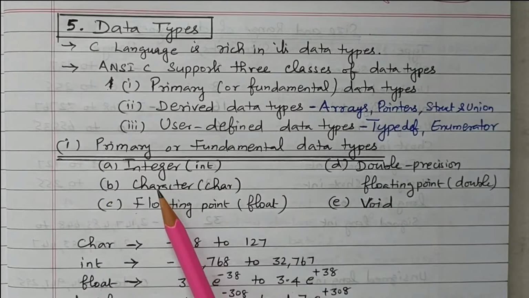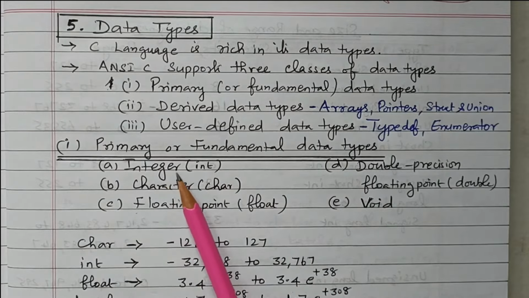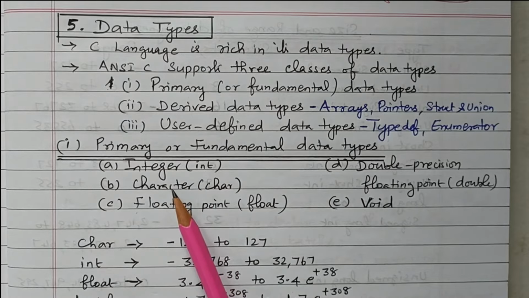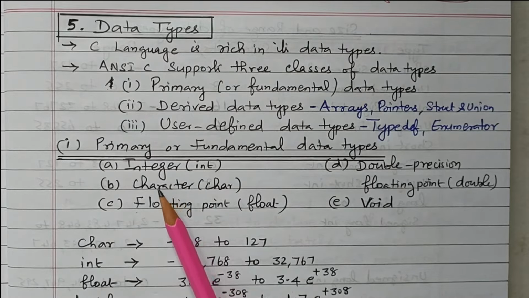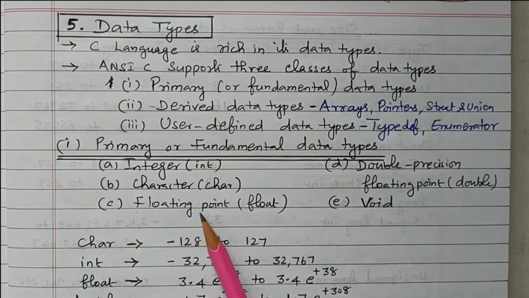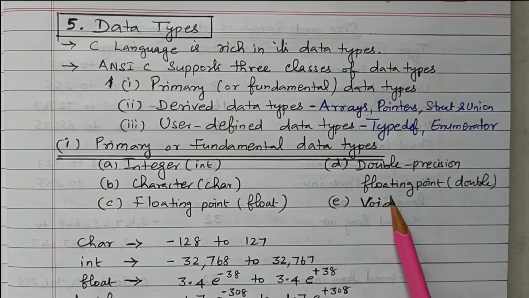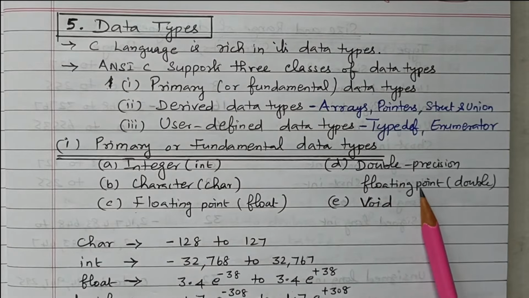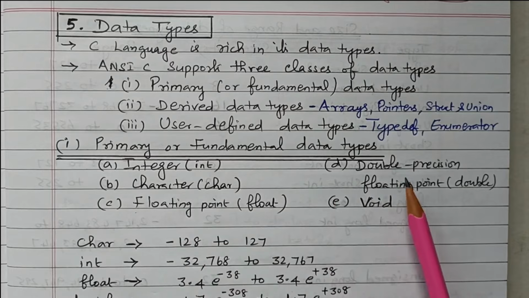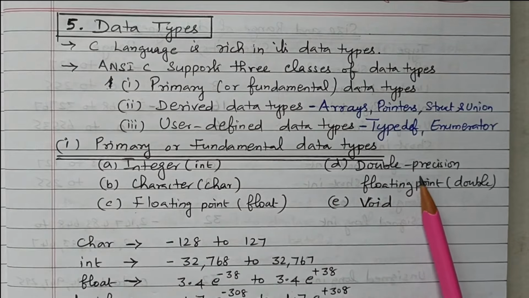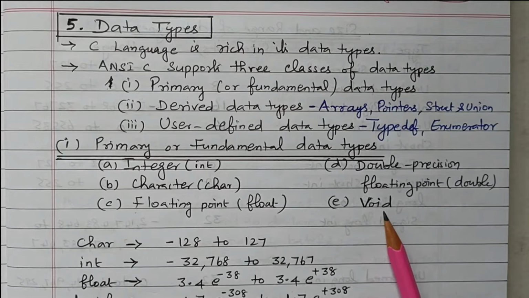The primary or fundamental data type is classified into 5 types. First one is the integer, whole number. Then character, alphabets A to Z or a number is treated as a character. Floating point means decimals are available. Double precision floating point, the range is increased. Fifth one is the void.